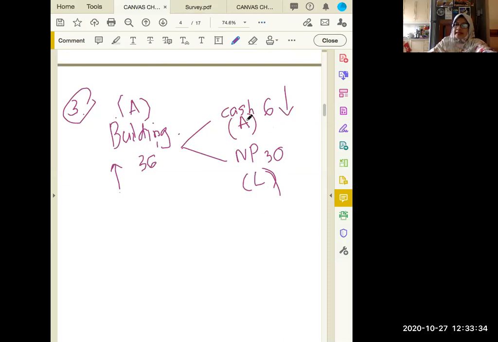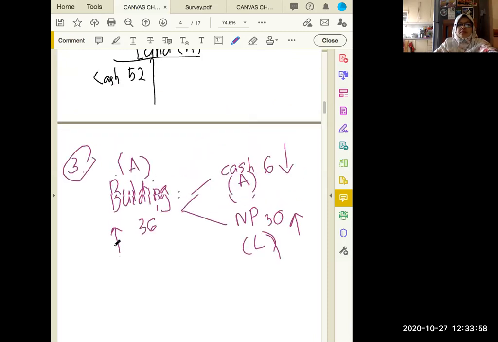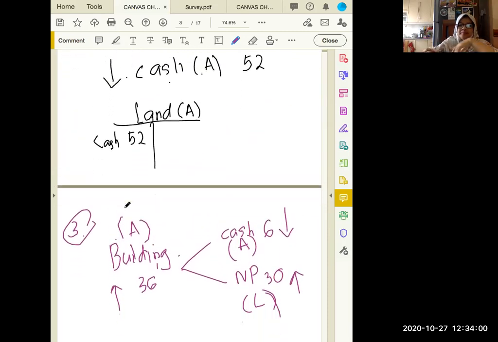Cash is your asset. Asset decreases here by 6,000. Notes payable, a liability, increases by 30,000, and building increases by 36,000. From this transaction, I want to show you that we are going to have a building. Do we have a building just now? We have land. We don't have any building yet.